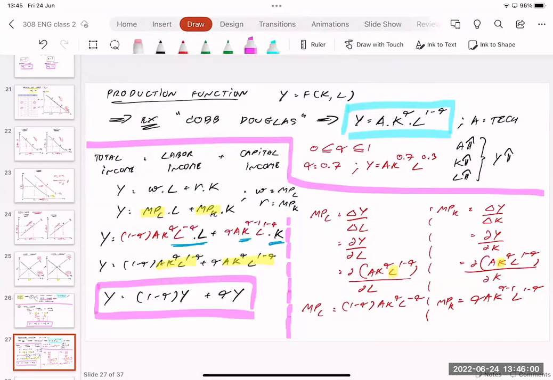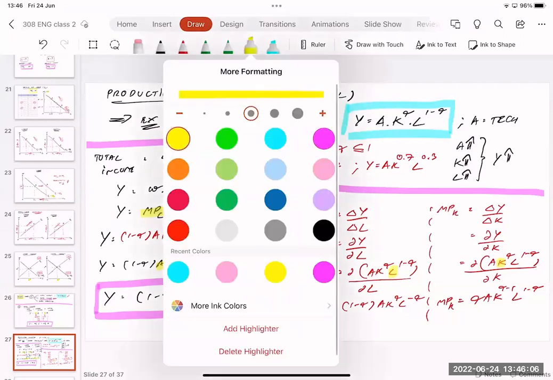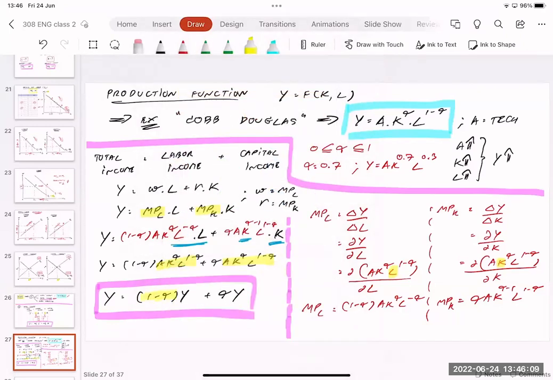So here, Y is total income. (1 minus alpha) multiplied by Y is the income for labor. The income for labor depends on 1 minus alpha, and the income for capital depends on alpha, because the first term comes from labor income and the second term comes from capital income. So, just simple mathematics. Next one.